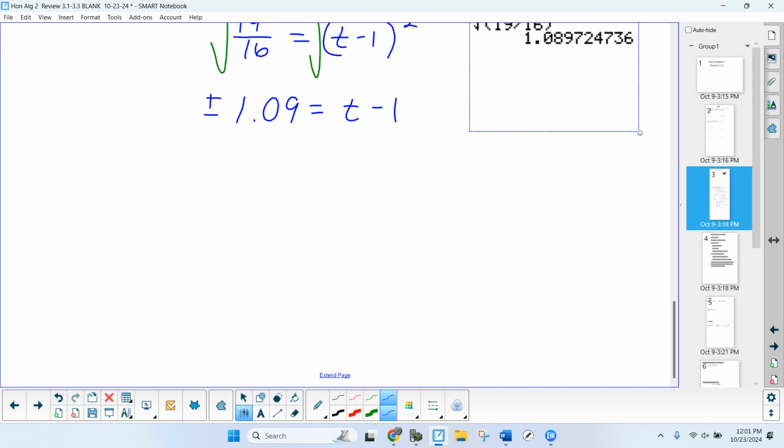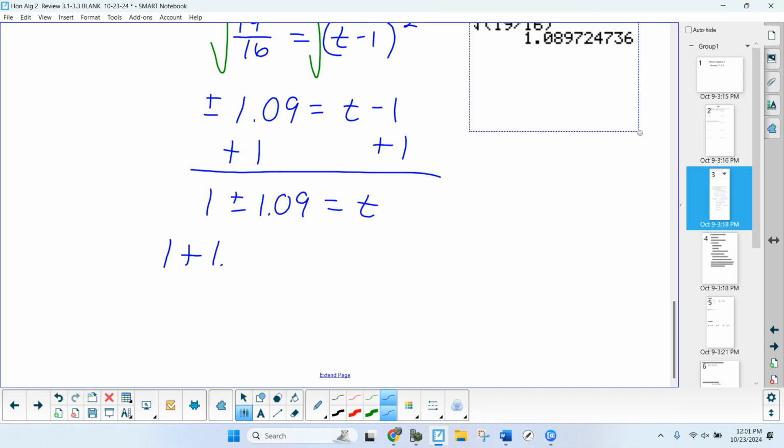What do you do now? Add the 1. How do I want you to write this? 1 plus or minus 1.09. So it's either 1 plus 1.09 or 1 minus 1.09. So it's either what?